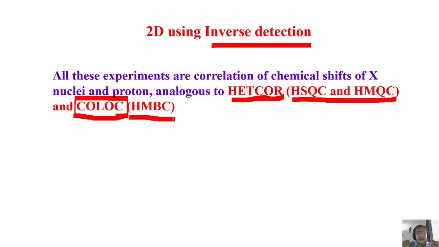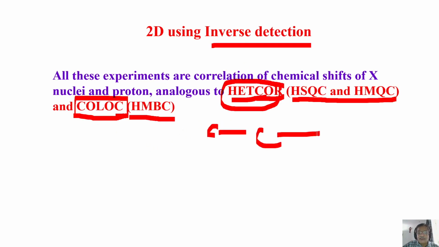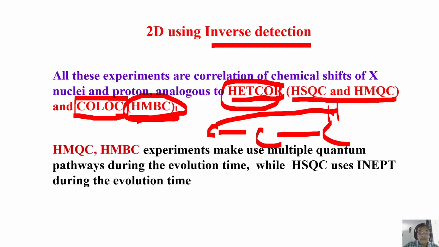Please understand, in the HETCOR experiment we get direct correlation between directly bonded carbon and proton. If a CH is coupled, we can easily get the carbon chemical shift and the chemical shift of the attached proton. In COLOC, this carbon can have another carbon two bonds away or three bonds away, and we can obtain that proton's correlation. This is a long range, two to three bond correlation between carbon and proton. But a similar experiment is possible by inverse detection, called HMBC.